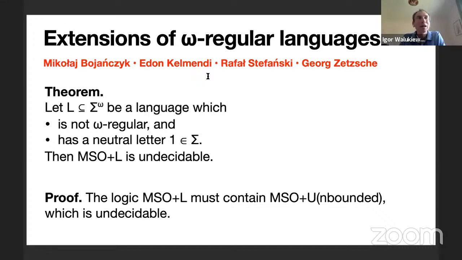No, I don't think we have such a thing. We say if there is no neutral letter, then we do not make any claims about MSO plus L. It could be decidable, could be undecidable. Okay, it is not an equivalence. But if it does have a neutral letter, then either it is omega regular and MSO plus L is decidable for the usual reasons, or it is not omega regular and then by our results it's not decidable. I see. Interesting. Thanks. I think a full classification is beyond the scope of humanity.